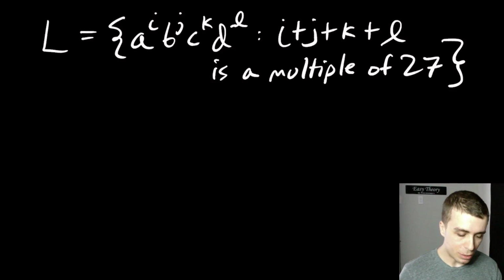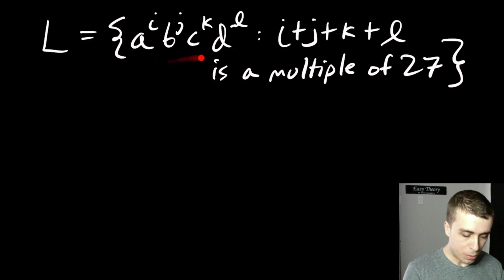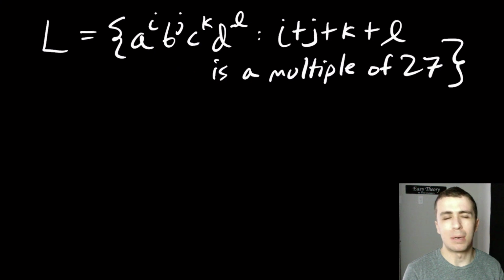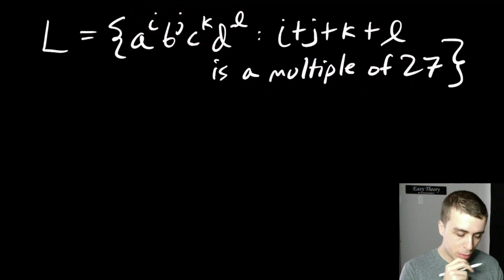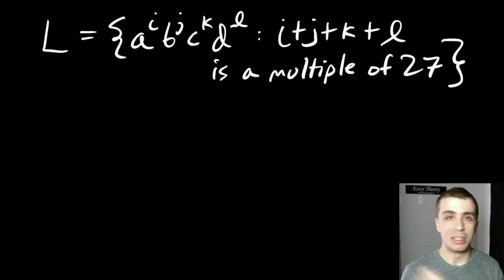Hi, so I want to do a proof of a particular problem that's probably the hardest problem I've ever given on a final exam, or any exam for that matter, which is the language of all strings with A's, B's, C's, and D's in that order, and the total number of them is a multiple of 27. So what I asked my students was, classify what this language is. Is it regular? Is it context-free but not regular?